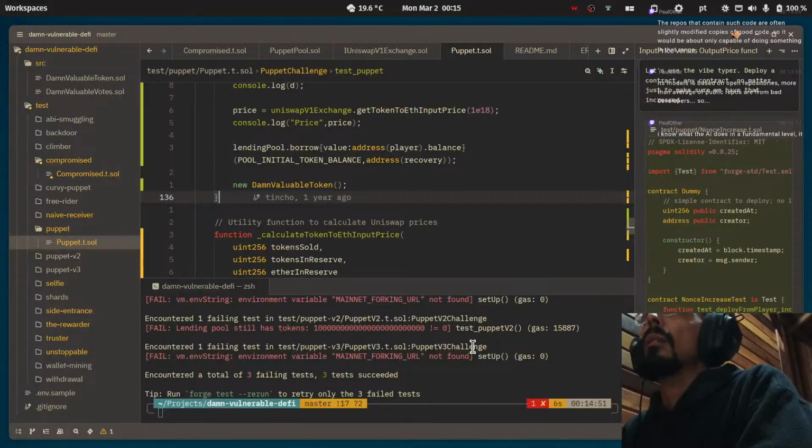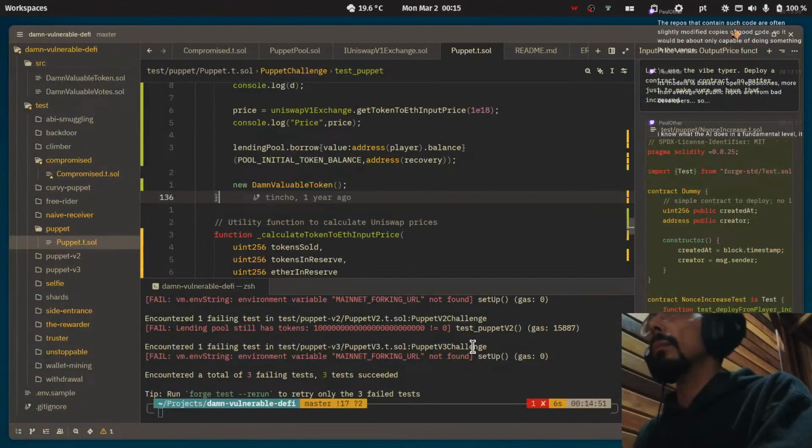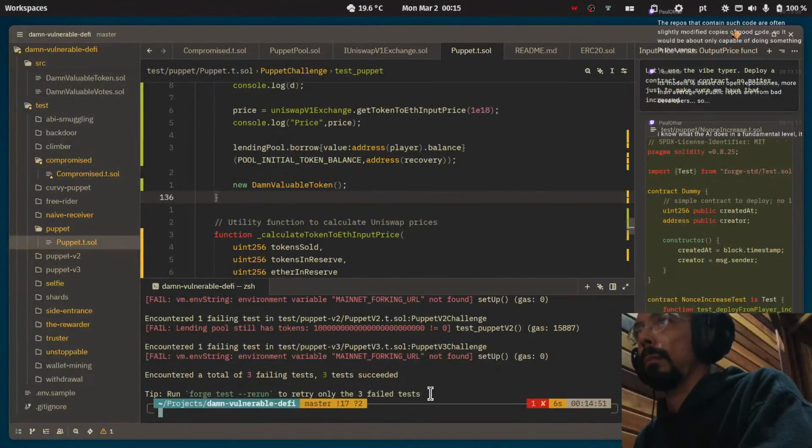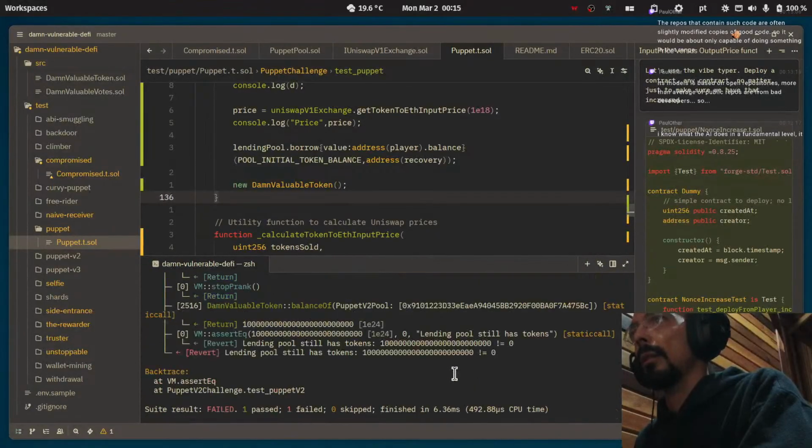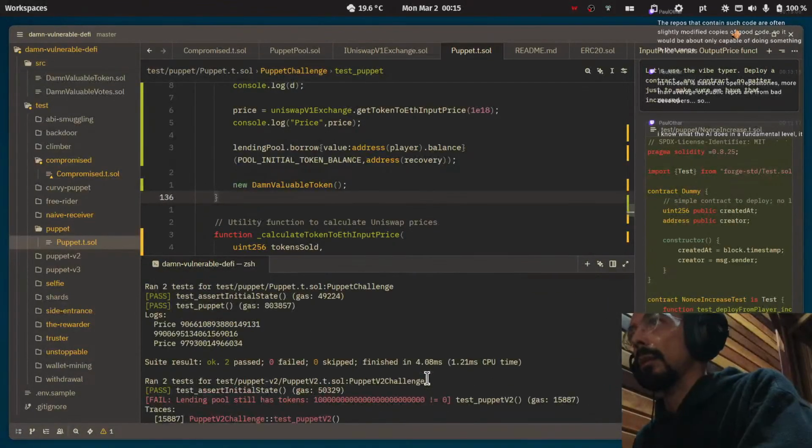Oh, it is. The repos that contain such code are often slightly modified copies of the good code, so it would only be capable of doing something in that range. It's not true. It's not true. But yeah, you can think it is. I don't mind.